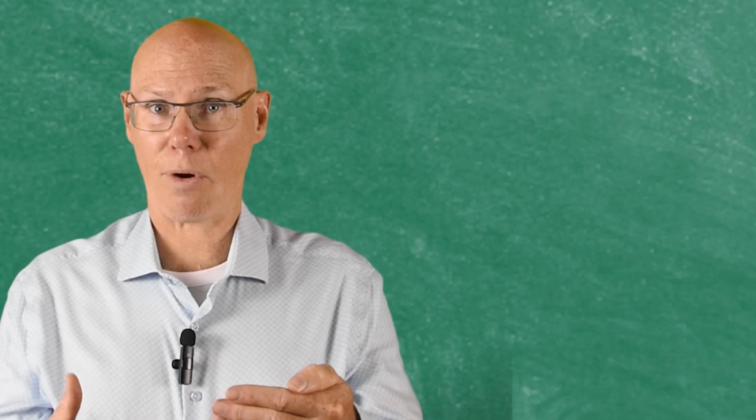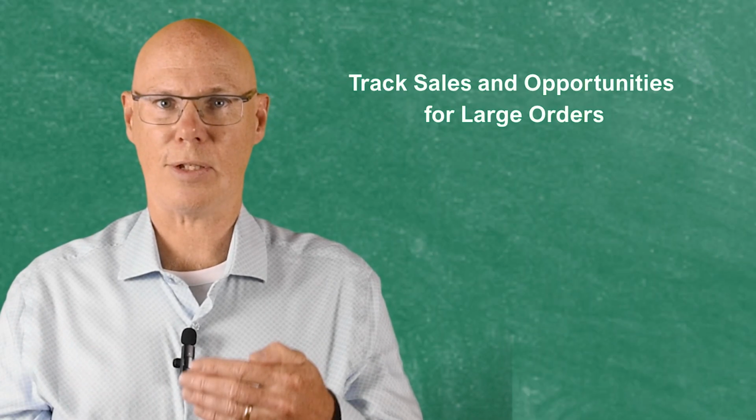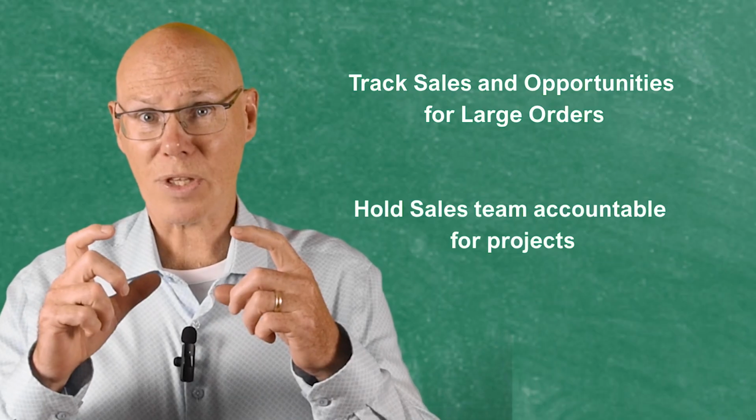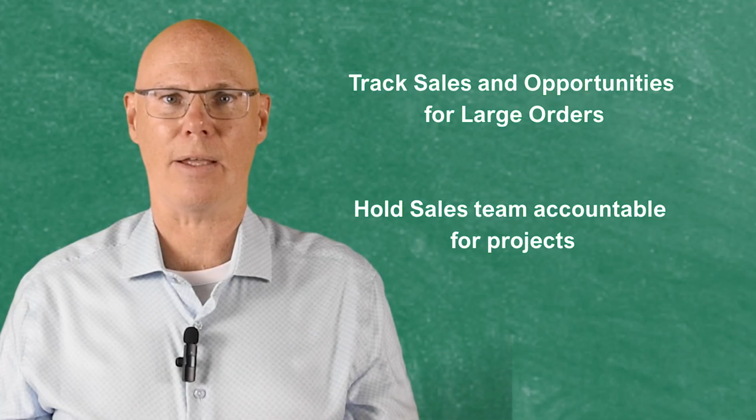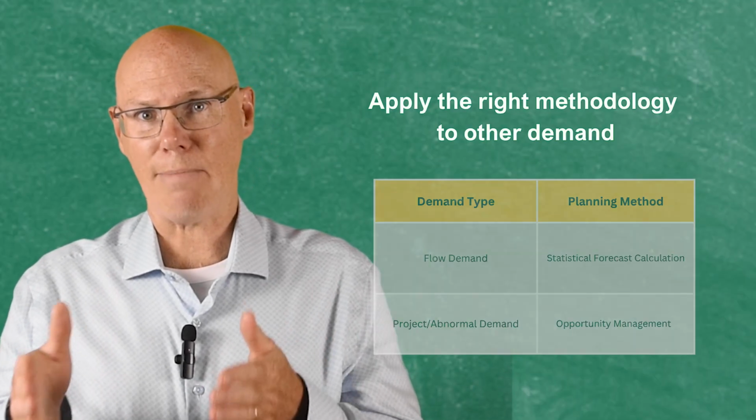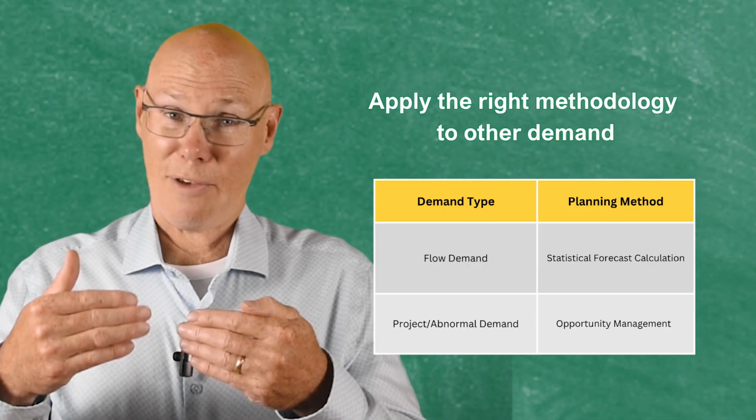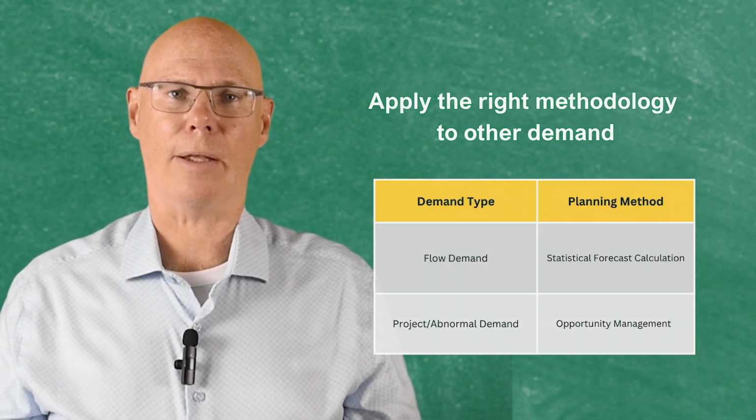Then, going forward in your demand process, track sales and opportunities for these larger orders and hold the sales team accountable for the forecasting or predicting of these events. Then, for the balance of your demand, apply the right methodology. If you do this split, it will help you improve your demand plans.